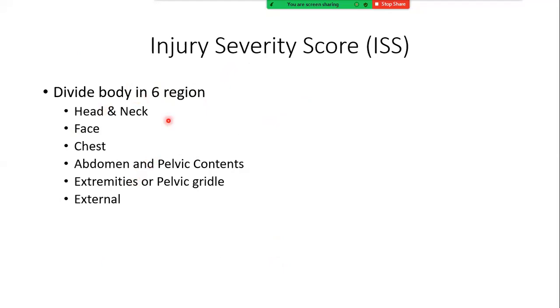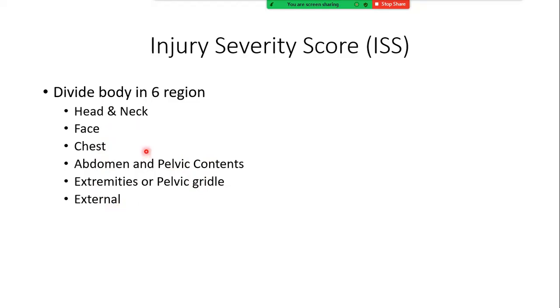First is the head and neck region. Second is the face. Third is the chest. Fourth is the abdomen and pelvic content. Only the pelvic organs like the uterus, the bladder, the rectum, only the pelvic content, not the pelvic bone. Extremity and pelvic girdle are a different body region, and external is a different body region. External includes your skin only. So according to injury severity score, the body is divided into 6 different regions.